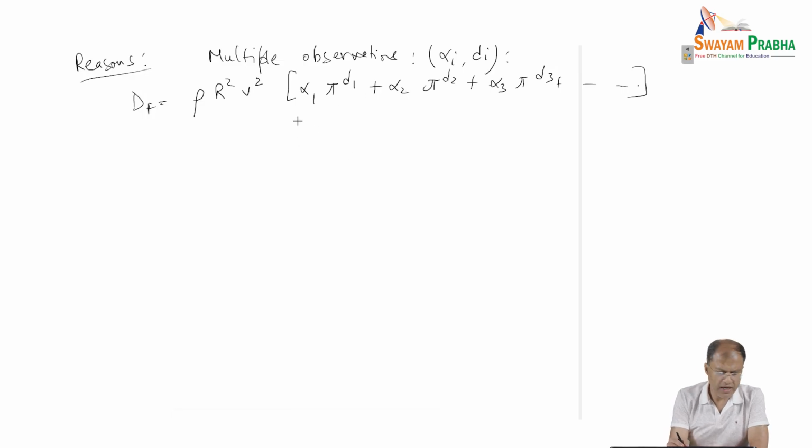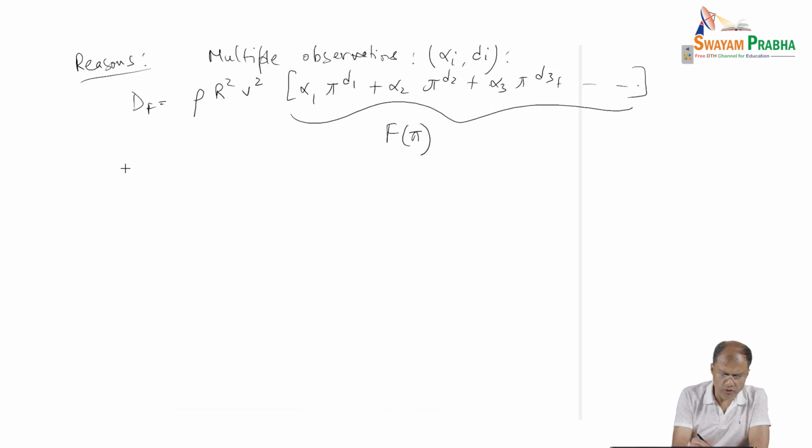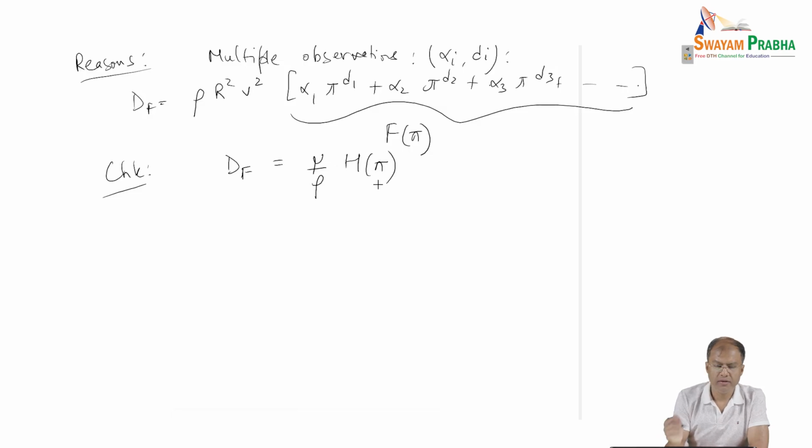So now we can further assume that this is our new function. So this is our function f of pi, right? Now we can check that the drag can also be rewritten. If we had redone our dimensional analysis, we could have checked that drag could have been written as mu by rho times h of pi, right? So rather than having this function in front of f, we could have this function in front of f.